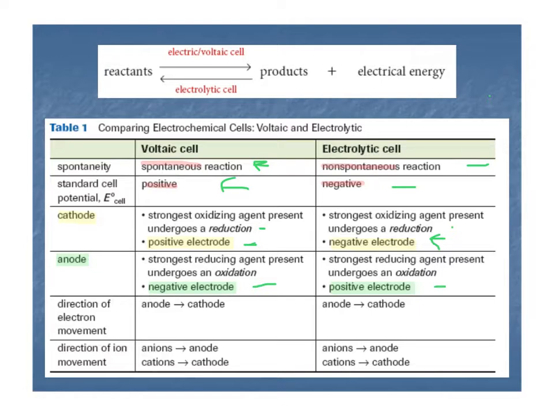However, the direction of electron movement is always from the anode to the cathode for both the voltaic cell and the electrolytic cell, and the ions move towards the respective electrodes. Anions will move towards the anode, and cations will move towards the cathode.